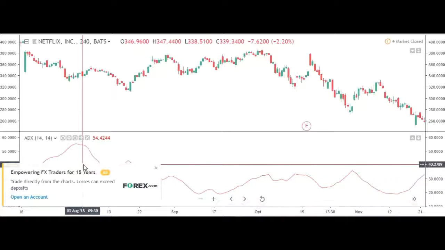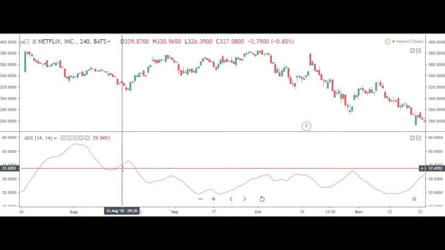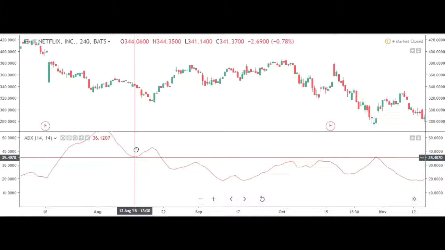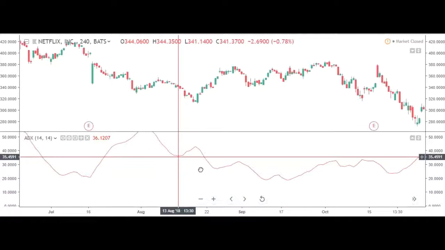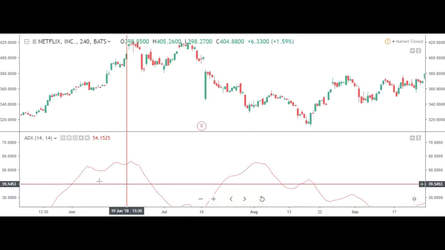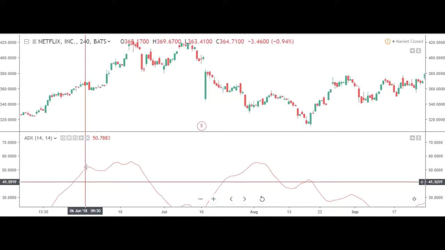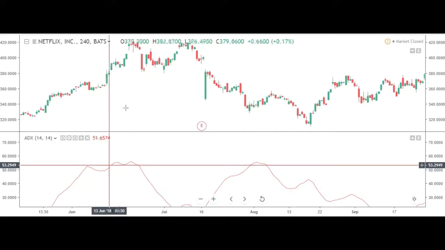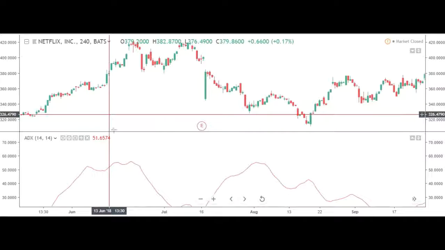Anything between 25 and 30 is pretty weak. Well, no, 25 to 50 is pretty strong. Anything below 25 is pretty weak. And 50 to 75 is very strong, and 75 to 100 is extremely strong. But you rarely will see anything over 50.